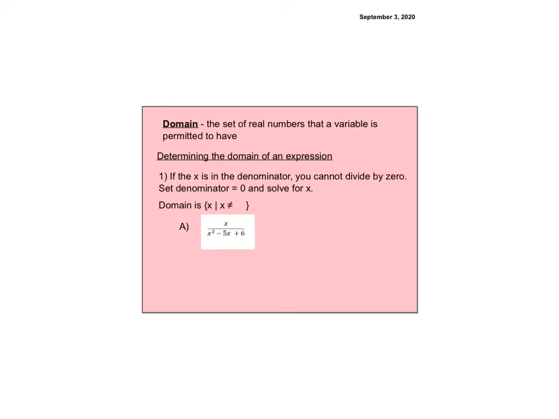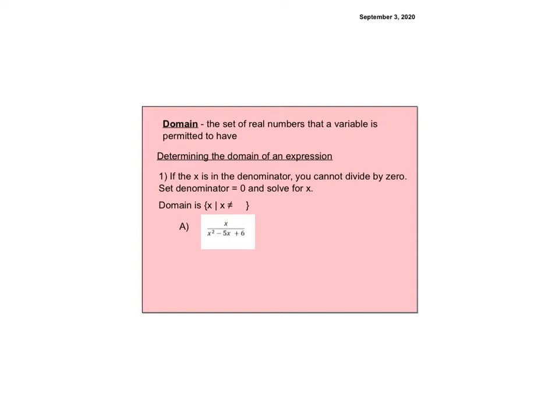So let's look here at domain. Domain is a set of real numbers that a variable is permitted to have. And the variable we're typically working with here is x. So we're trying to figure out what x is, and sometimes it's easier to figure out what x cannot be. So let's go ahead and determine the domain of an expression down here. You're looking at that rational expression in letter A. There you've got x over x squared minus 5x plus 6.